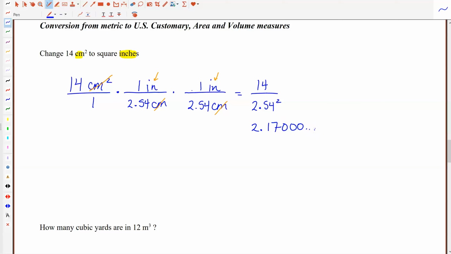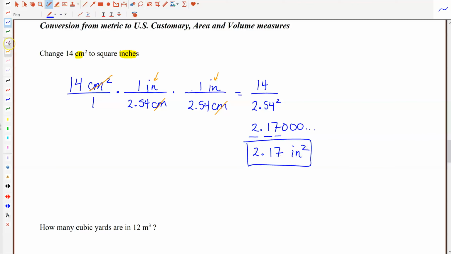2.17000. There's some more numbers after that, but that'll be enough if I'm trying to do this to 3 significant digits. So keeping the first 3 significant digits, since the value in the 4th spot is a 0, I won't round the value in the 3rd spot up. So that'll be 2.17, and then my units would be square inches.